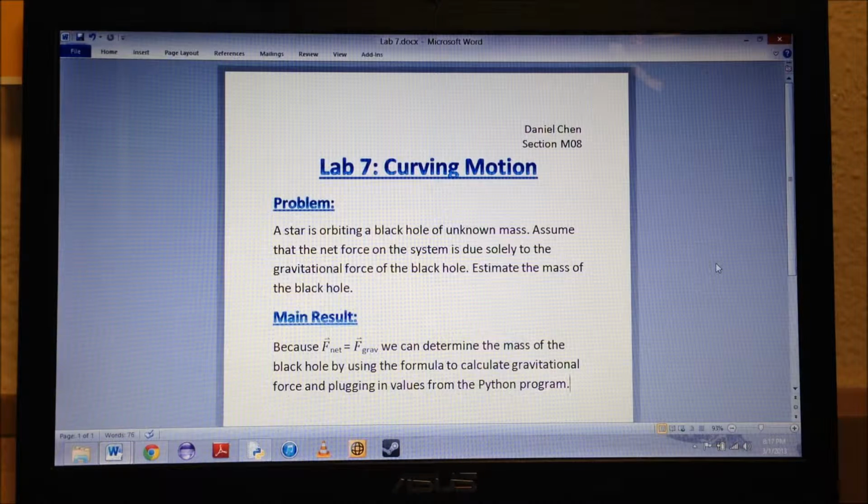So our problem is that there's a star orbiting a black hole of unknown mass. You can assume that the net force on the system is due solely to the gravitational force of the black hole, and our goal is to estimate the mass of the black hole. So the main result of this was that because the net force is equal to only the force of gravity, we can determine the mass of the black hole by using the formula to calculate gravitational force and plugging in values from our Python program.